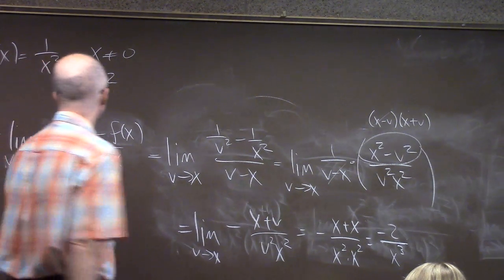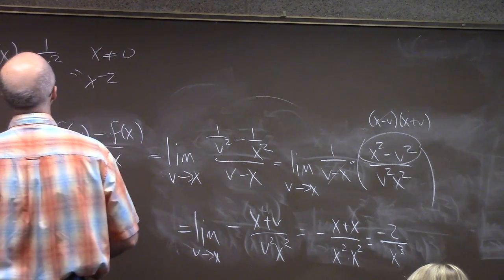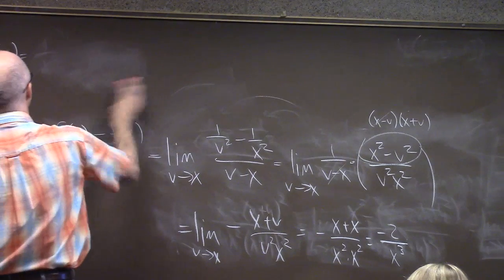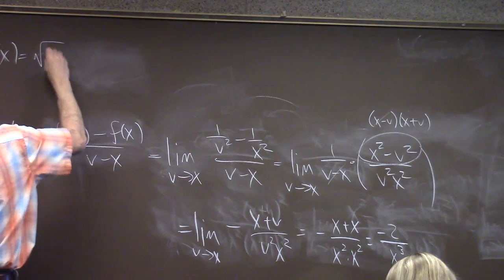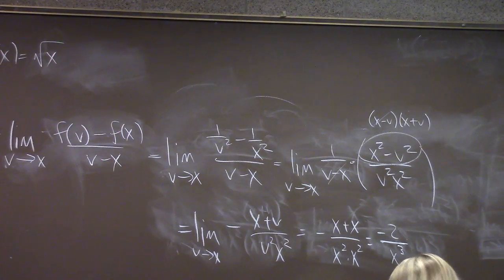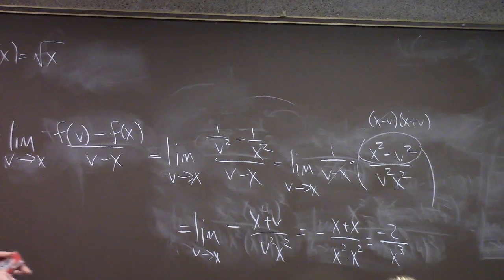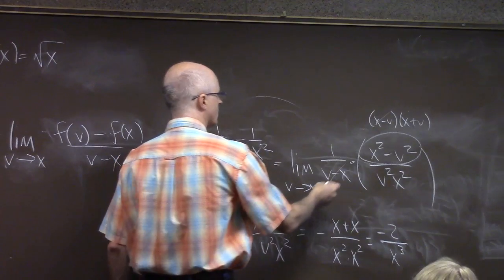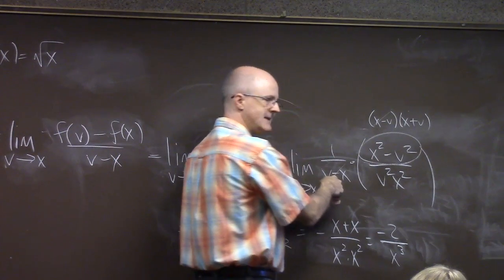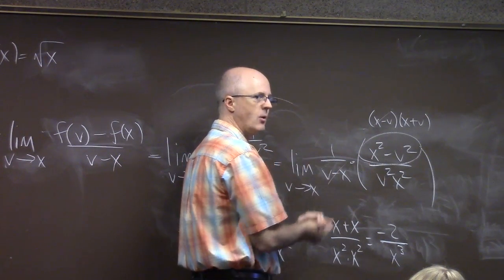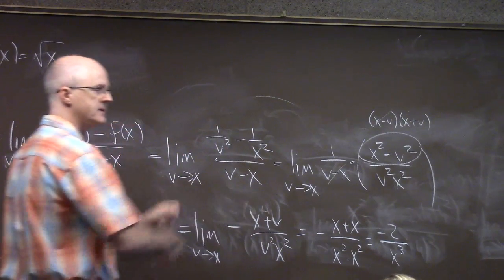Let's do one with the square root. Just square root of x. Mm-hmm. How do you get the negative from the part that's circled? x minus v and v minus x divide out as a negative 1, since they're opposite order.